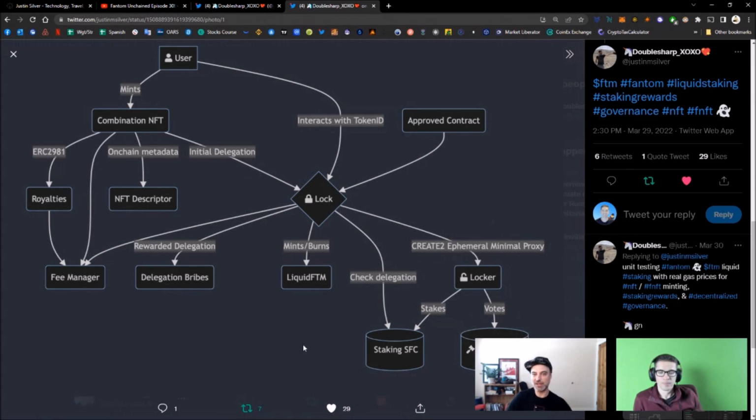I have lots of random ideas all the time of how to try to improve things. But my idea for the lock is to set up an approval system so that you can delegate access by function to another contract. So maybe that is governance votes. Maybe that is being able to restake your rewards for you, like an auto compounder kind of thing for staking rewards.